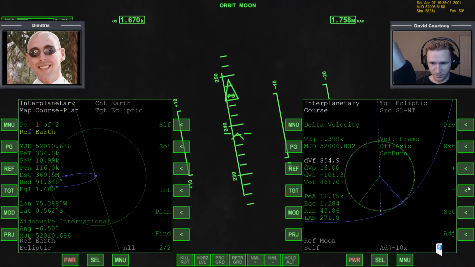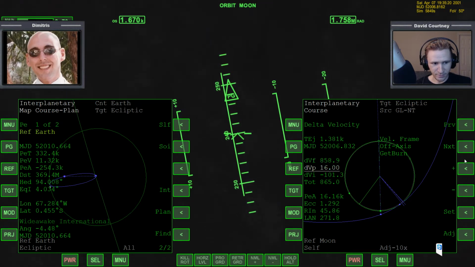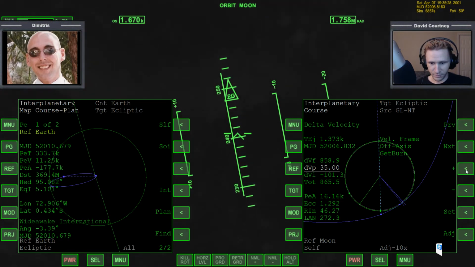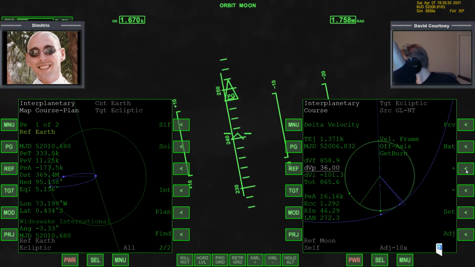Let's see. Okay, so plus brings the PEA down, and it also changes the angle. Okay, so we can use a combination of this plus prograde and also plus plane change. Yeah, so let's go there for that. Let's, okay, plus plane change. That brings the PEA up. So basically we'll go back and forth between those two.